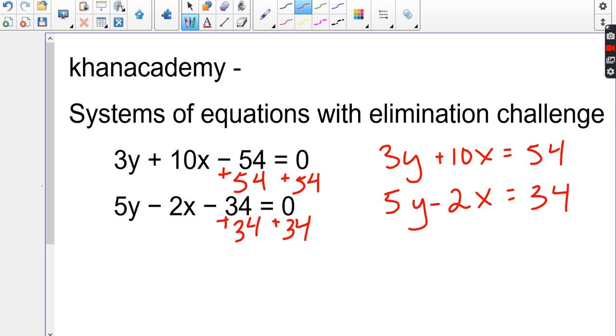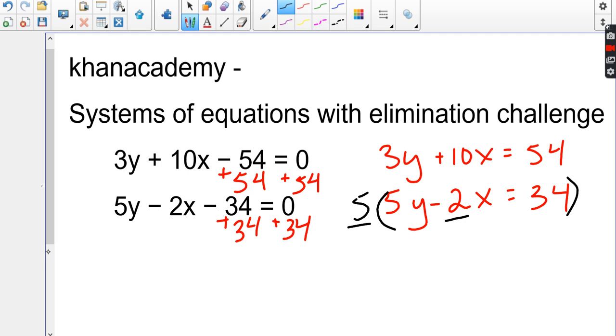Okay? So now looking at this, I want to use elimination. So that means I want to get rid of one of my variables. Okay? I want to get a 0 pair. If I look at these two equations, with 3y and 5y, I don't see a way to get a 0 pair very easily. If I look at 10x and negative 2x, I see that if I just multiply the second equation by 5, I'll have negative 2 times 5 is negative 10. So then I'll have that 0 pair, negative 10x and positive 10x.